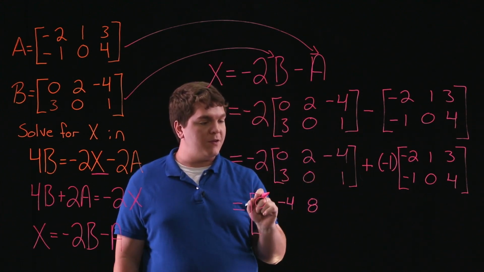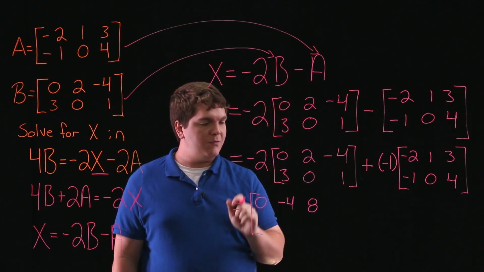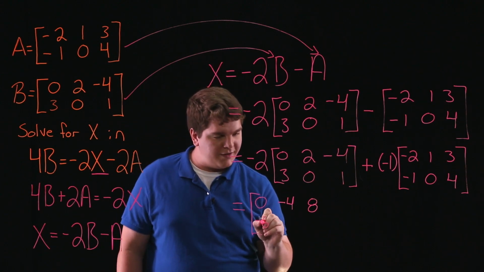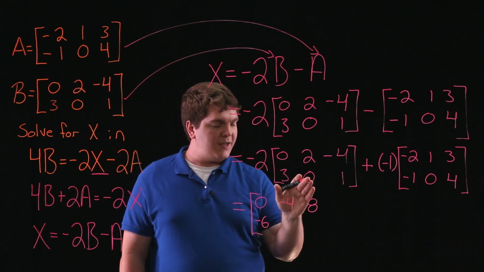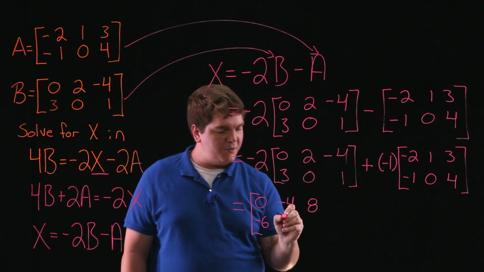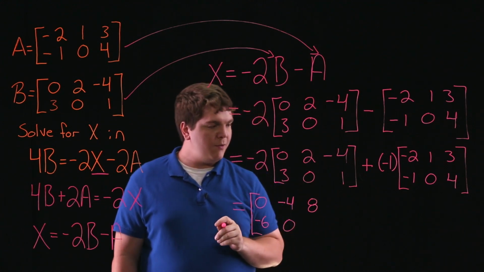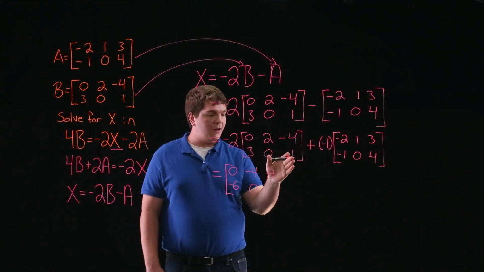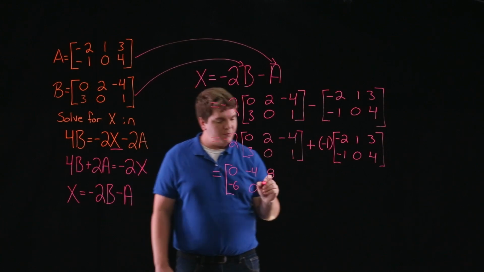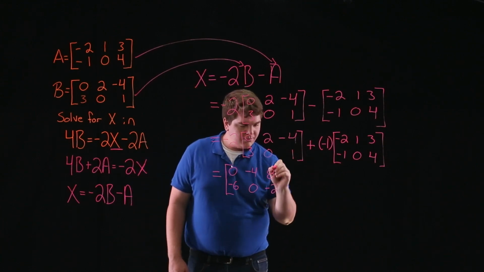Now, second row, first column, we have negative 2 times 3 is negative 6. Second row, second column, we have negative 2 times 0, which is 0. And second row, third column, we have 1 times negative 2, which is negative 2.